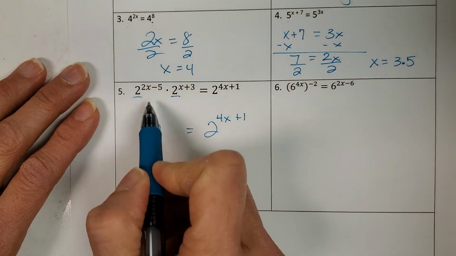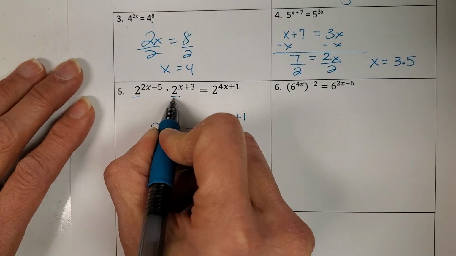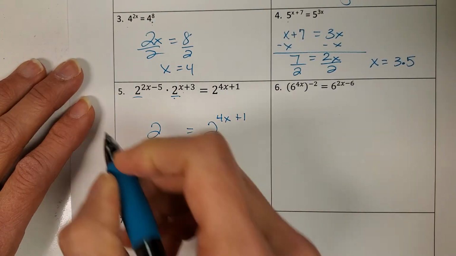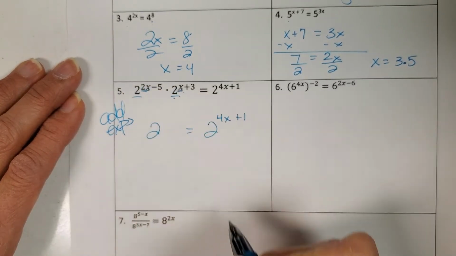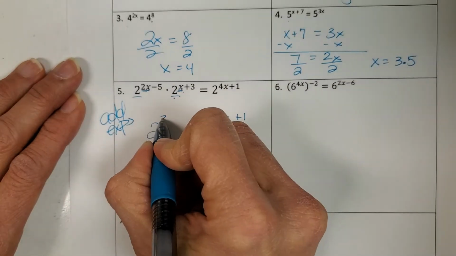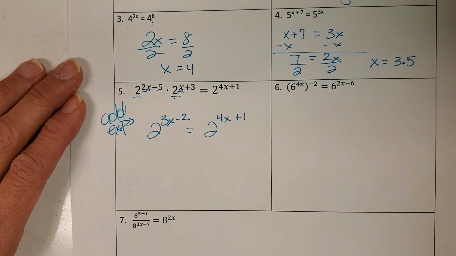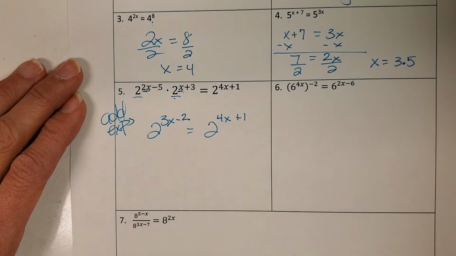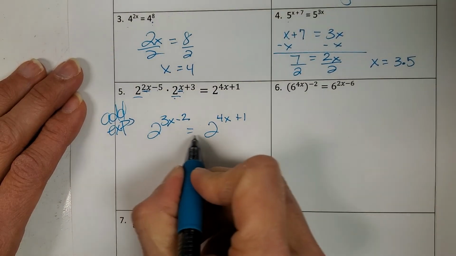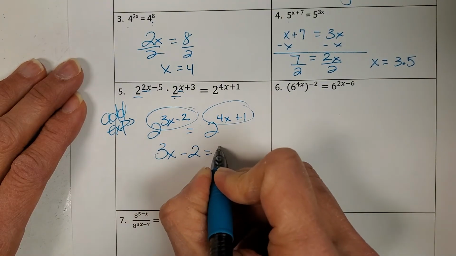But what do I have to do? I have to remember my rules, and my rules say that when I'm multiplying like bases, I can add the exponents. So here I'm going to add exponents. 2x and x can be combined. They're like terms, so 2x plus x is 3x. Negative 5 plus 3 is negative 2. So now I used my exponent rules to get one base on each side, and once that happens, I can continue like I did above, where I set each exponent equal to the other one, right? Because if these two are equal, then these guys have to be equal. So in order to find x, I just solve that equation.